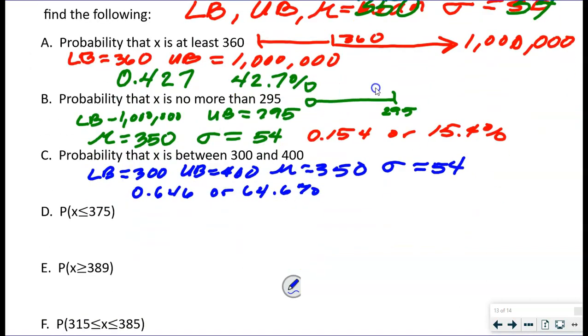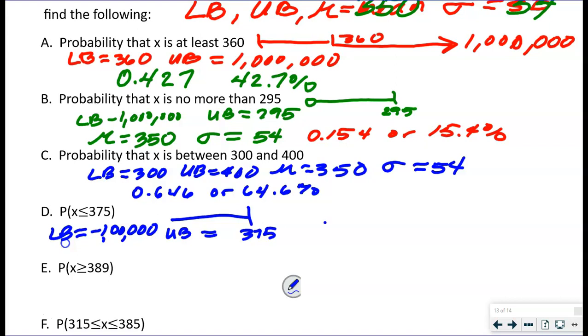Let's keep going here. So then we've got that the probability is less than 375. Okay, so if it's less than 375, we got 375 here, and we're talking about everything down there. So our lower bound, again, is going to be minus 1,000,000, right? And then our upper bound is going to be that 375. Mu and standard deviation are going to stay the same. So for D, our answer is going to be 0.678 or 67.8%.